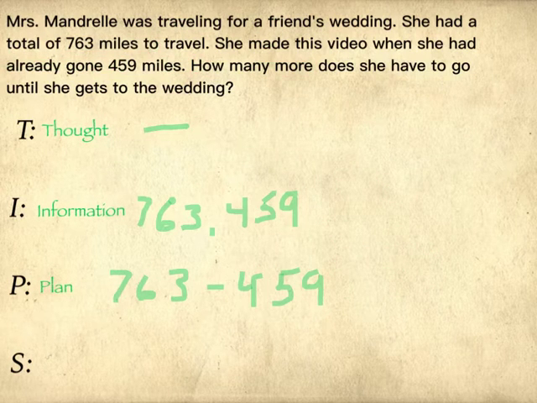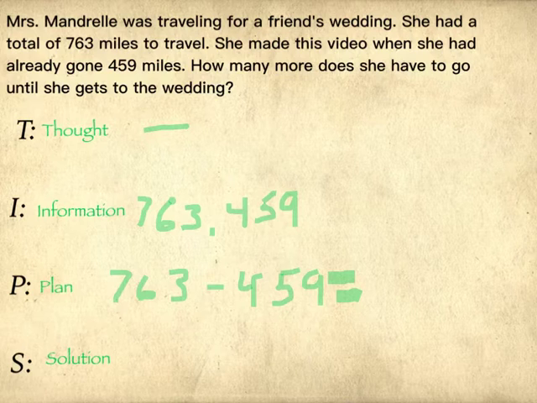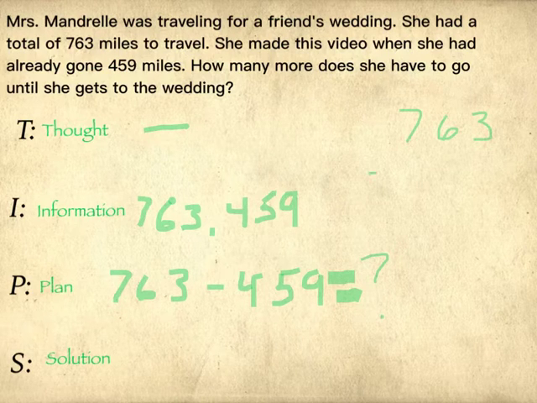The last part of the TIPS is the S, or the solution, which is simply a fancy word for the answer. I can actually solve what I was trying to figure out. So over here to the side, I'll write the problem vertically. 763 minus 459.